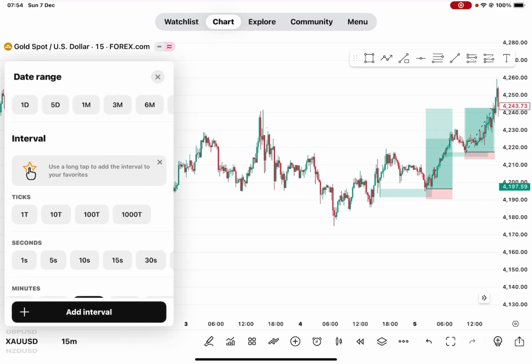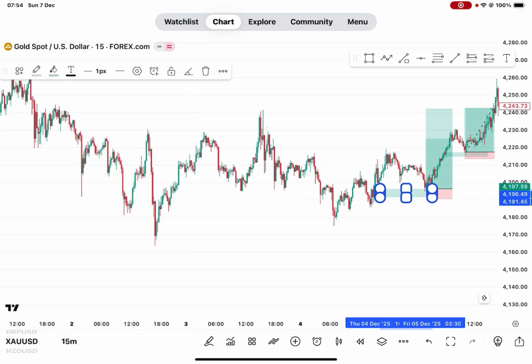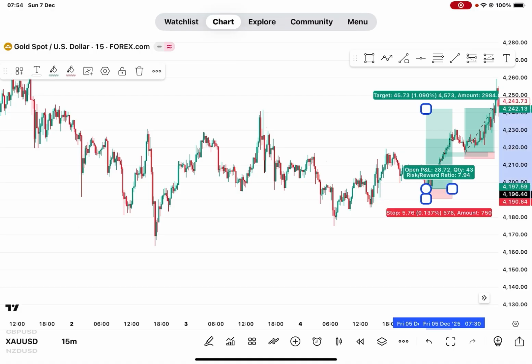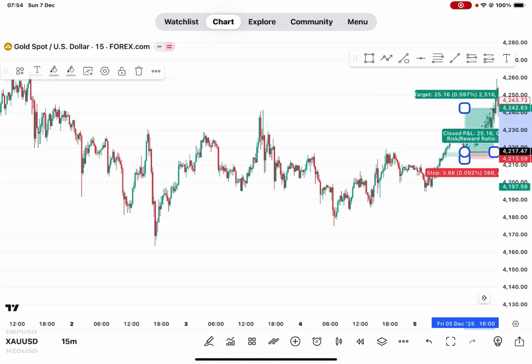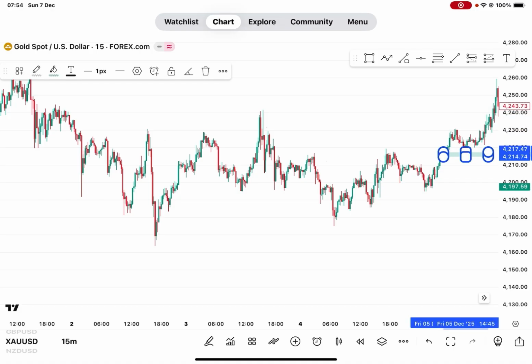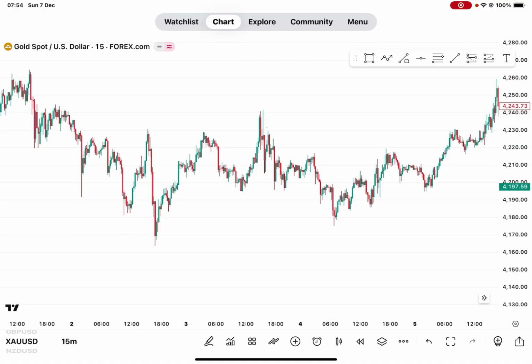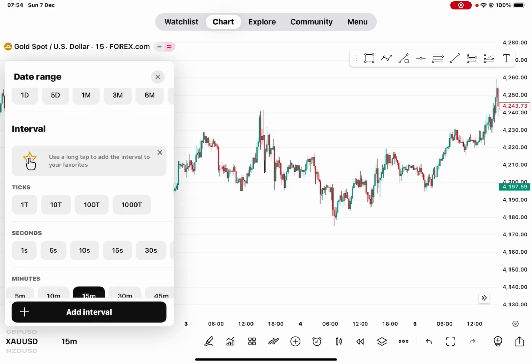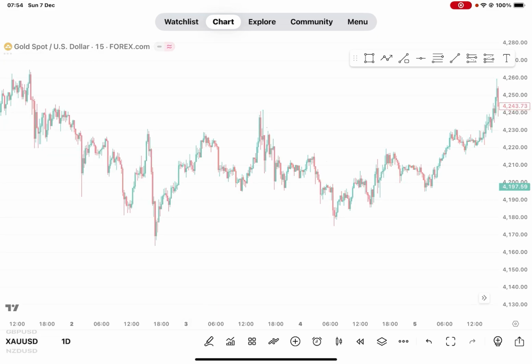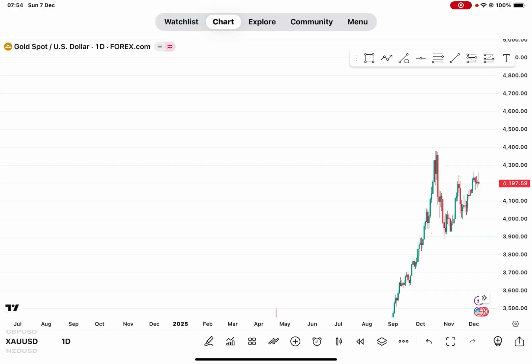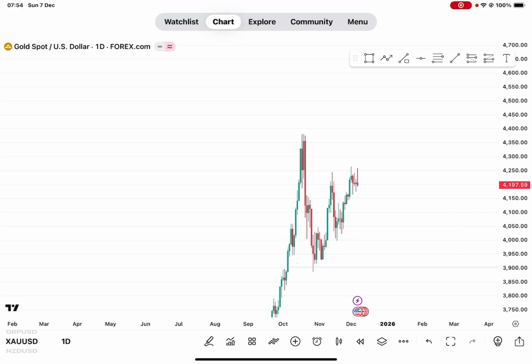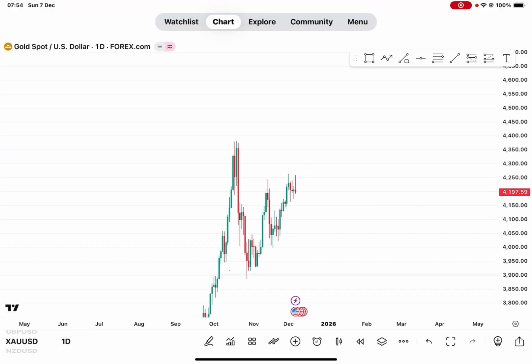So first of all, we have to go to our daily time frame as usual. As a day trader, the first time frame you need is your daily time frame. Your daily time frame gives you the bigger picture of what is happening in the market. In our daily time frame, we have this. We can see the market.